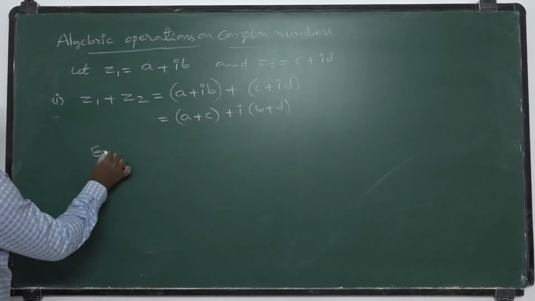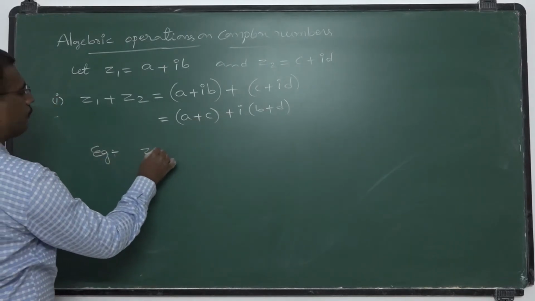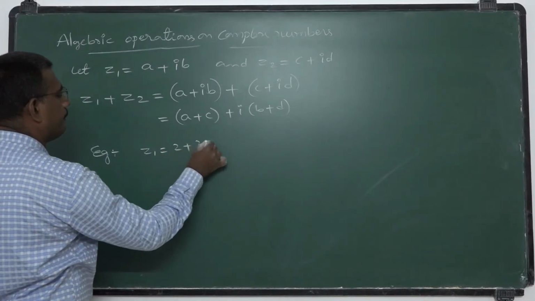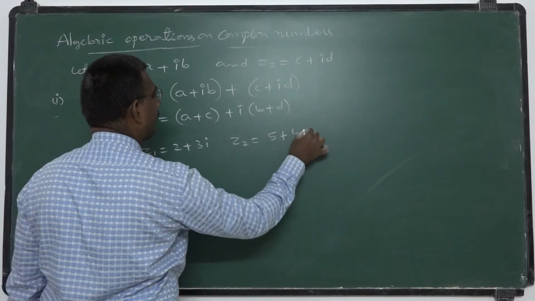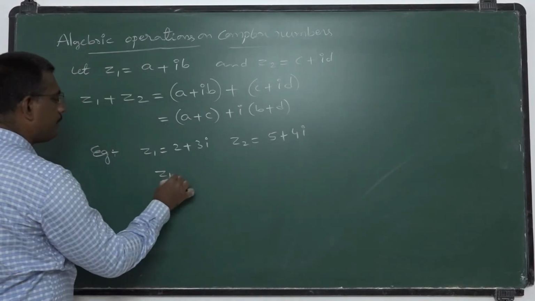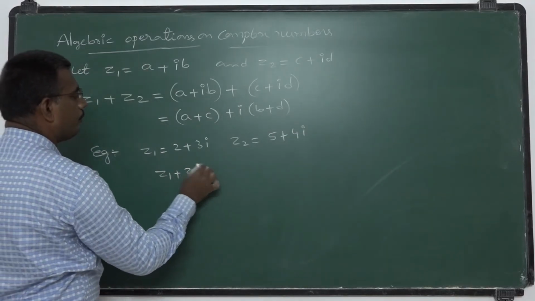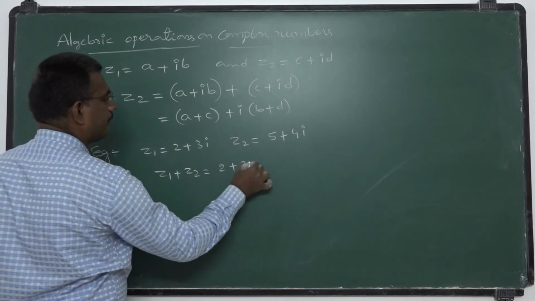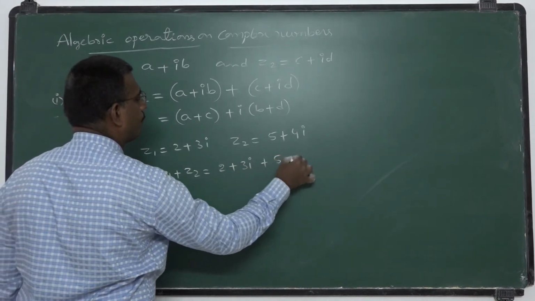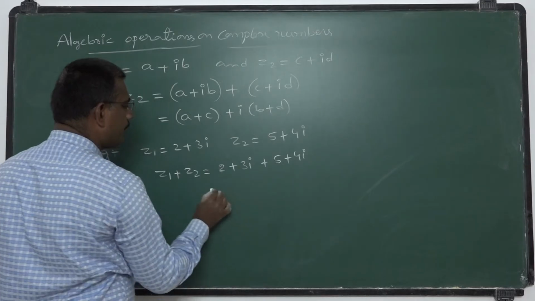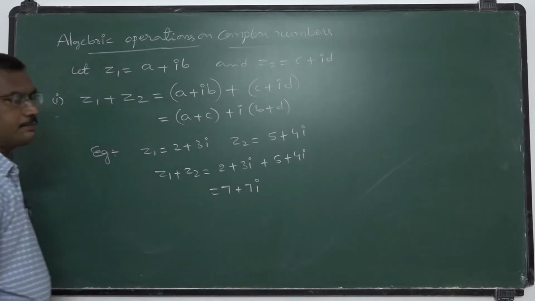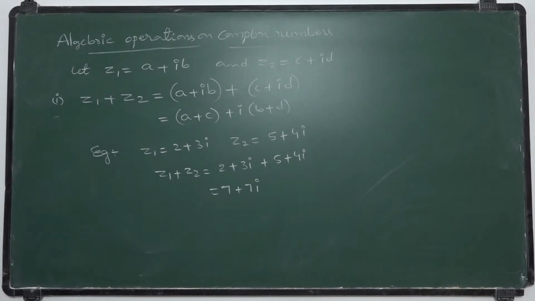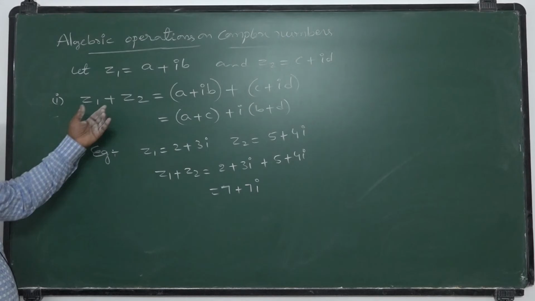For example, z1 equal to 2 plus 3i, z2 equal to 5 plus 4i, then z1 plus z2 is equal to 2 plus 3i plus 5 plus 4i. This will be equal to 7 plus 7i.